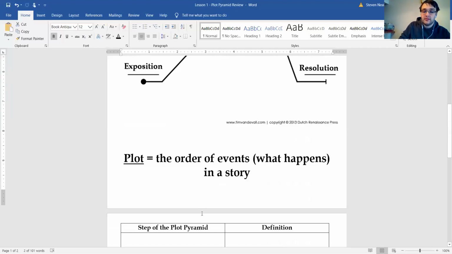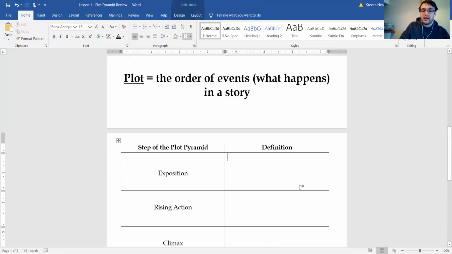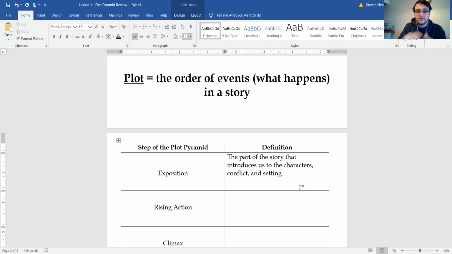Exposition is the beginning part of a story where we start to learn about the characters, the conflict, the setting, all of the basic information that we need to know in order to understand the story. So for my definition, I'm going to put the part of the story that introduces us to the conflict, setting.